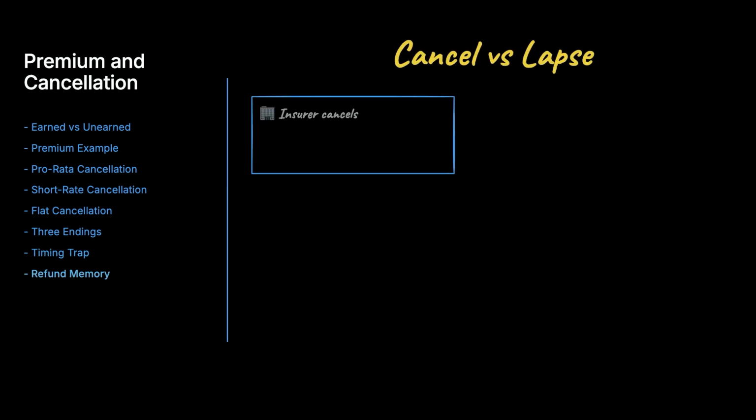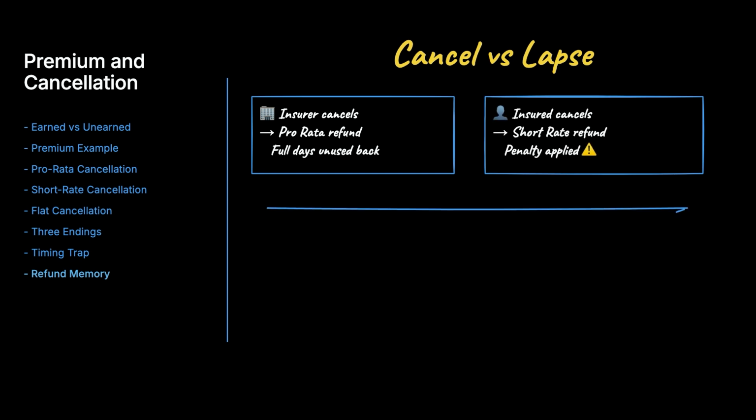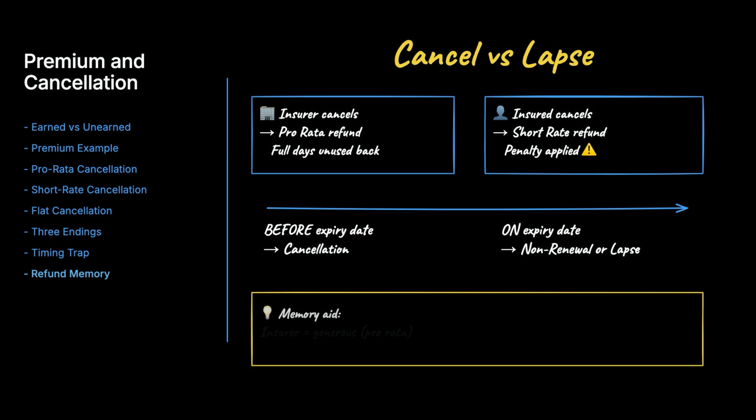A quick memory aid ties it together. For refunds, the insurer is generous and the insured pays a price. Insurer cancels, pro rata, full refund. Insured cancels, short rate, a penalty applies. For endings, picture a calendar. Before the date is cancellation. On the date is non-renewal or lapse. That timeline keeps these terms straight.